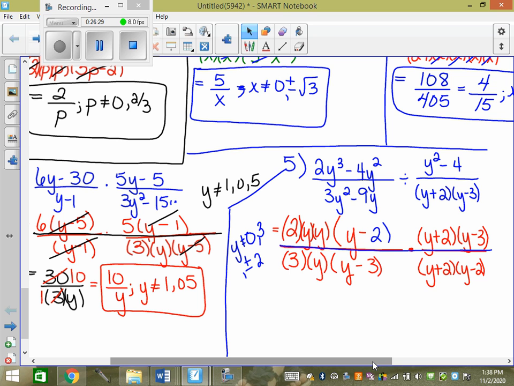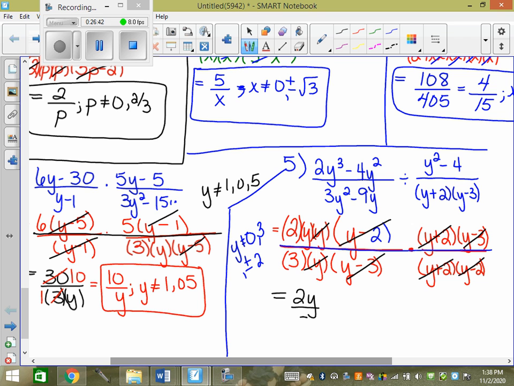I made a different color to show I messed up. Okay, good. So y minus 2 cancels off the y minus 2, y plus 2, y plus, ooh, so many things canceling, look at this. 2y over 3. Would have been bad if I didn't fix that. Y cannot equal 0, 3, plus or minus 2.